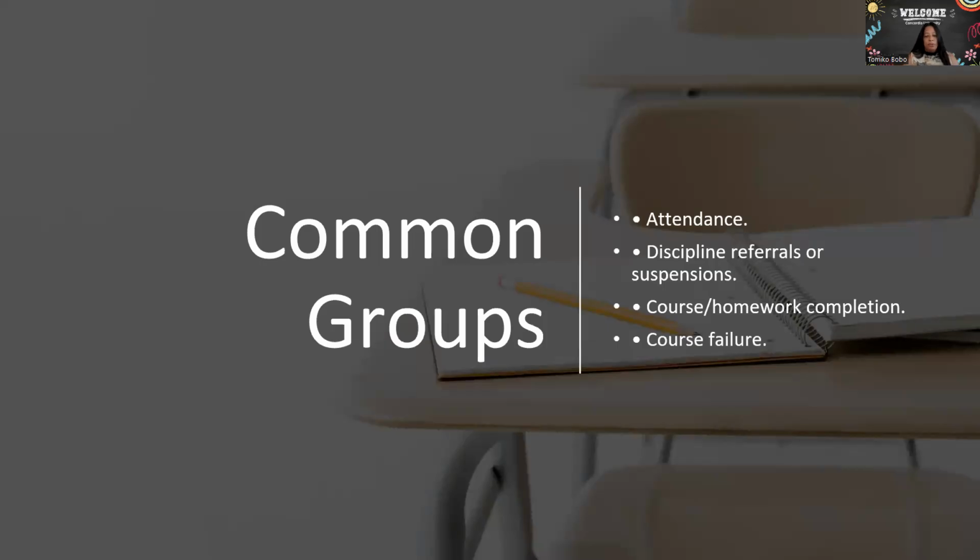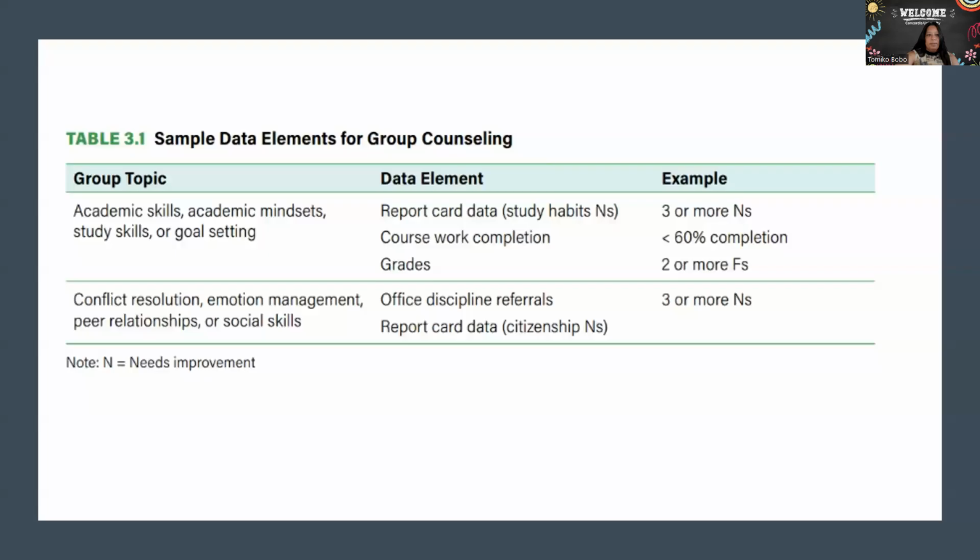So here's some common groups for all ages: attendance, discipline, referrals and suspensions, course and homework completion, and course failure. All right, so this comes from our book, and it is just basically group topics that would assist you for your small group utilizing data.